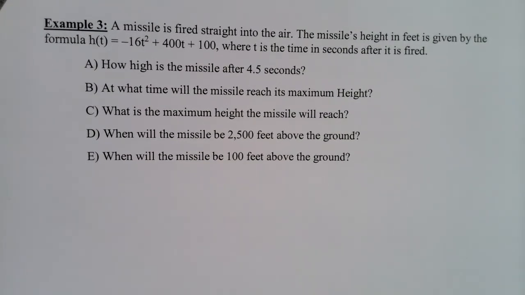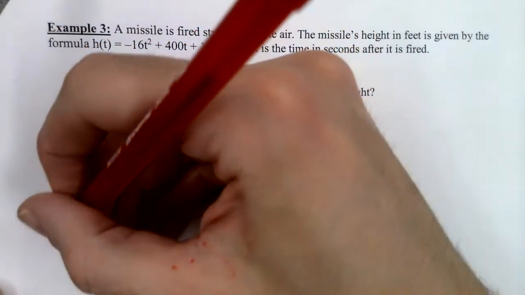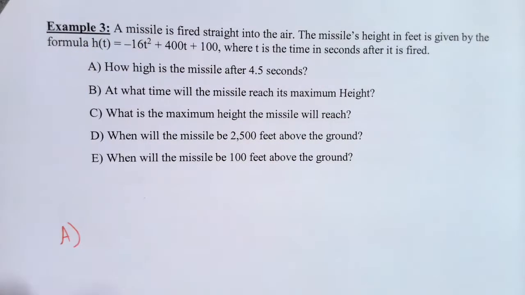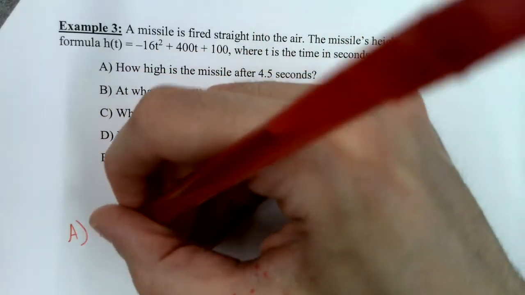A missile is fired straight into the air. The missile's height in feet is given by this formula, where t is the time in seconds after it is fired. Okay, so part A, how high is the missile after 4.5 seconds? This one's pretty straightforward. T is the time in seconds. Let me just recopy the formula above.